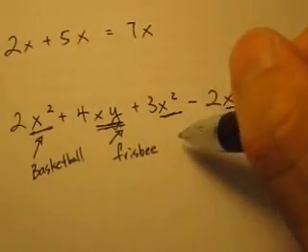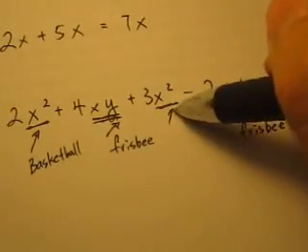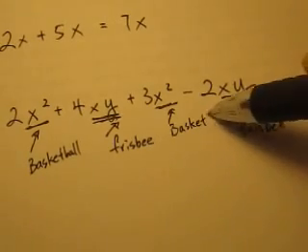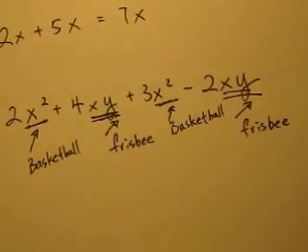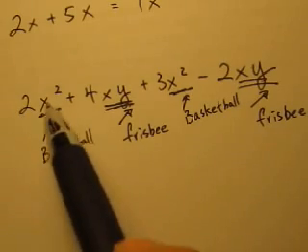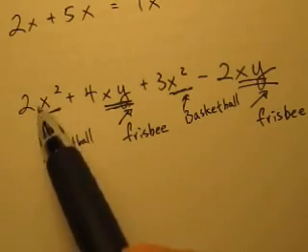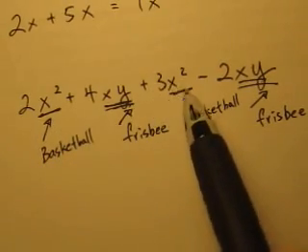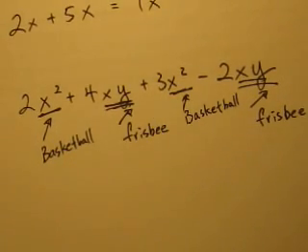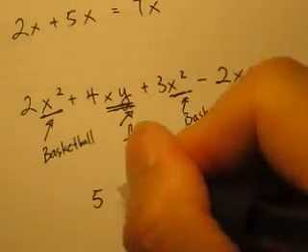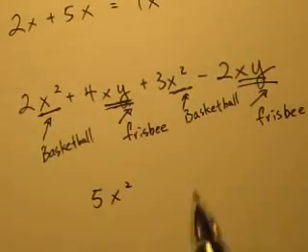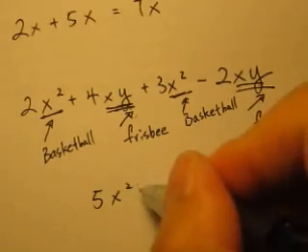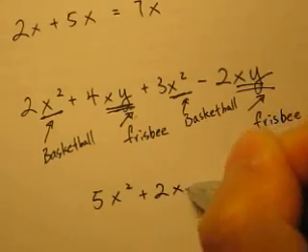But that's okay. So we have basketball as x squared, and xy we represent as frisbee. If I have 2 basketballs, 2x squared, plus another 3 basketballs, how many basketballs will I have? I'll have exactly 5 basketballs. If I have 4 frisbees, take away 2 frisbees, I will have 2 frisbees.